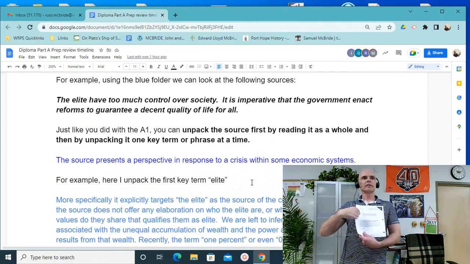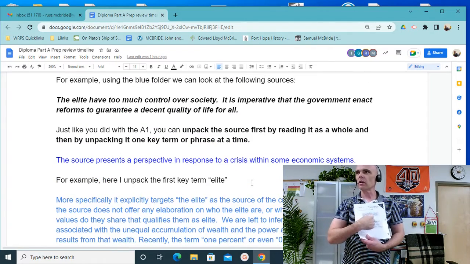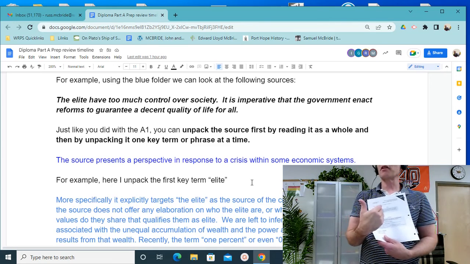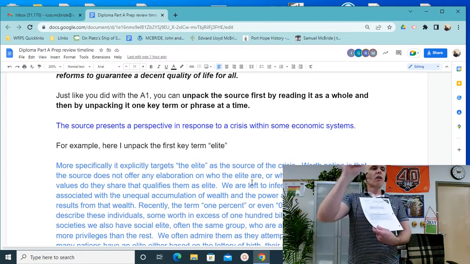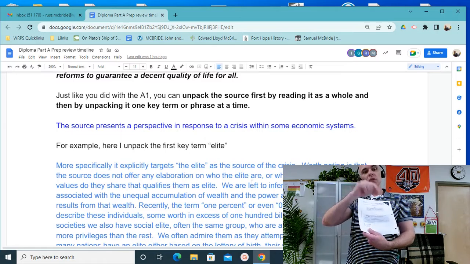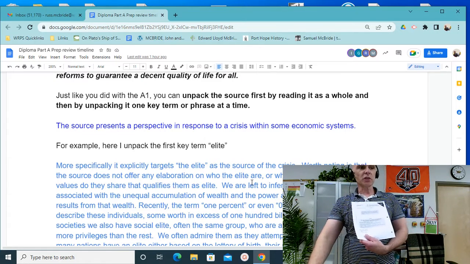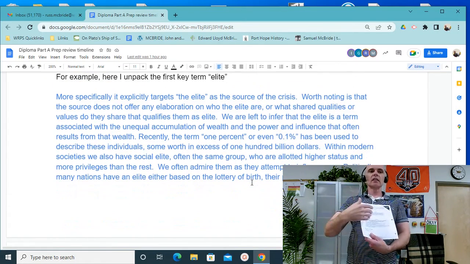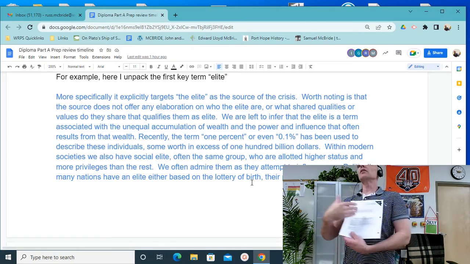The elite. I just wrote a paragraph on the second word. And the. Am I going to write a paragraph on the word the? So, the source presents a perspective in response to crises on economic systems. More specifically, it targets the elite. It doesn't tell me who the elite are. This is who the elite could be.